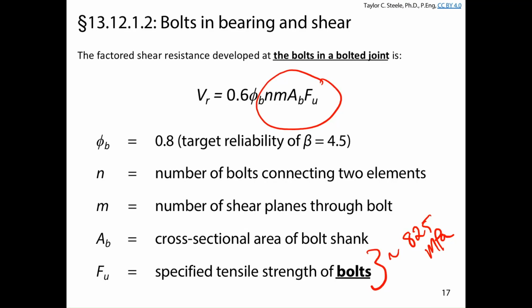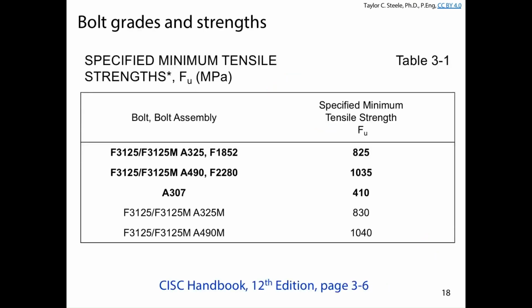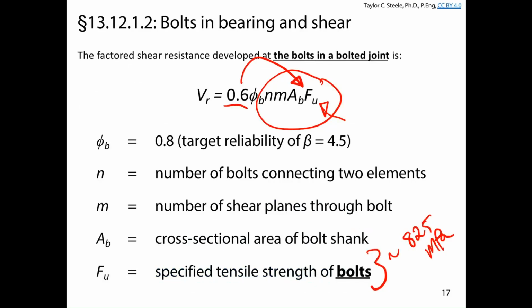Remember, because we're using tensile strength properties when we're talking about the strength of things in shear, we multiply by 0.6 to account for the fact that the failure stress for steel in shear tends to be about 60% of the failure strength in tension. So basically we're saying 0.6 on the FU, that's the strength in shear, multiplied by the area of the bolt, multiplied by the number of bolts, multiplied by the number of shear planes.